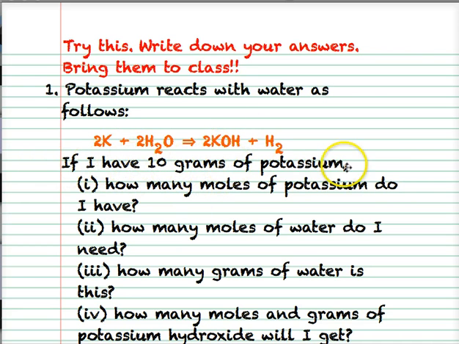Now, if I had 10 grams of potassium, what I want you to work out is how many moles of potassium that is, and also how many moles of water do I need for a complete reaction, how many grams of water is that, and also how many moles and how many grams of potassium hydroxide will I have after my reaction is complete. So write these answers down, show your calculations, and bring them along to next class.